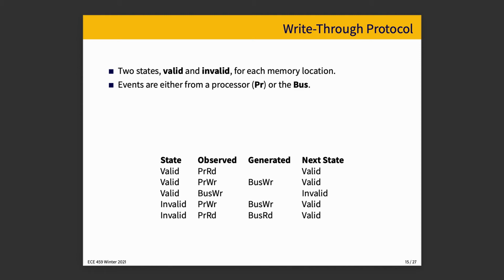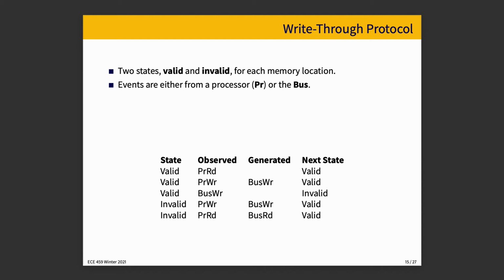So if the data we have is valid in the cache and we read it, that's fine. There's no generated action. There's no step we need to take, and the next state is valid because nothing has changed. If it's valid in our cache and we do a write, it gets written out to the bus. That's what makes it the write-through protocol. And our next state is valid. We're the one who changed it. What we have in the cache is the most up-to-date version. If our state is valid and we observe a bus write in that location, then we know we should invalidate our data, and that means that we are just going to say, yeah, we no longer have the latest version, so its state is invalid.